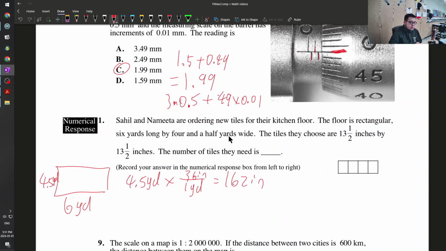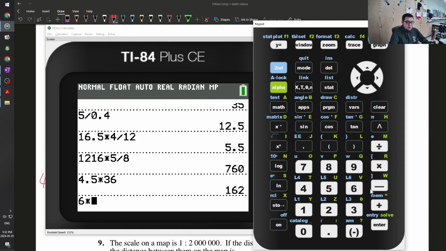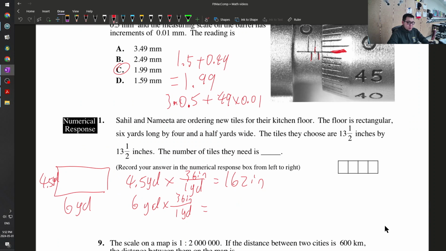$162 inches. And then what is the other one? 6 yards times 36 inches in 1 yard. We get 6 times 36 is 216 inches.